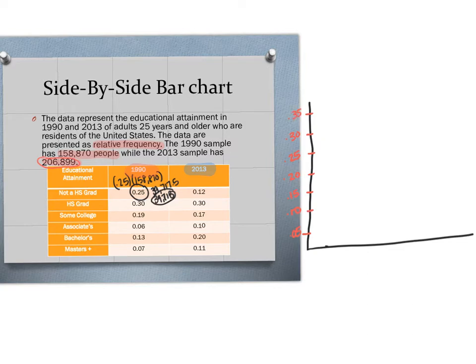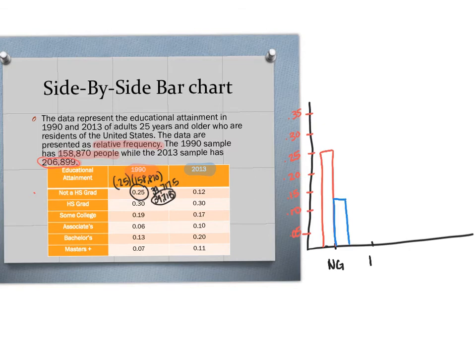So for our first category, we have not a high school grad. And we'll label that axis like this. We'll put not a high school grad down here. We'll call it NS or NG. And for this, we have 25% for 1990 and 12% for 2013. And notice why it's called a side-by-side bar chart. You're stacking your bars side by side of each other. And this makes for easy comparison. Here you can see that there were more non-high school graduates in 1990 than there were in 2013.